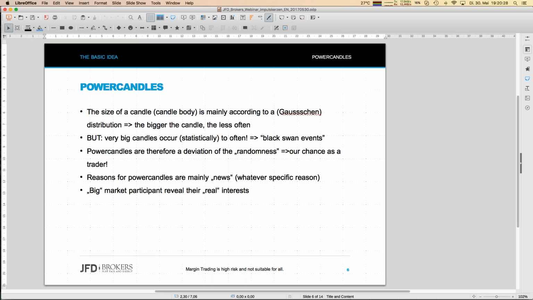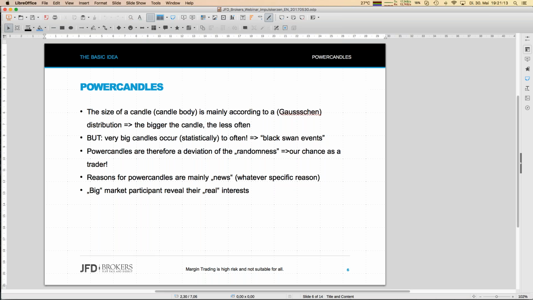Of course, you might think the bigger the candle, the less often. Okay, you're right. The bigger the candle, then it's more seldom, less often that you will find those kind of candles. And if you do the real analysis of that, then you will find that that distribution more or less follows a so-called Gaussian distribution. So size versus occurrence probability is a Gaussian distribution. But now comes the but. There's a big but within that distribution.